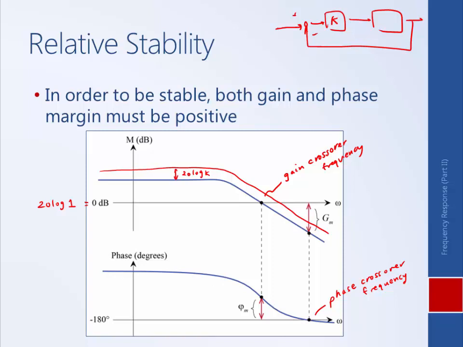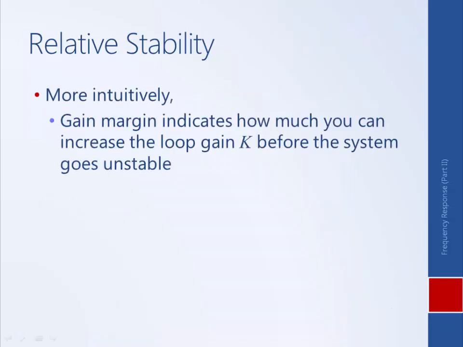And so you can see that as we add this gain k, as we increase the value of this loop gain, we eat into our gain margin. The gain margin is an indication of how much loop gain we can add before we go from attenuation to amplification and our system becomes unstable. So that's one interpretation of the gain margin. It indicates how much we can increase the loop gain before the system goes unstable.